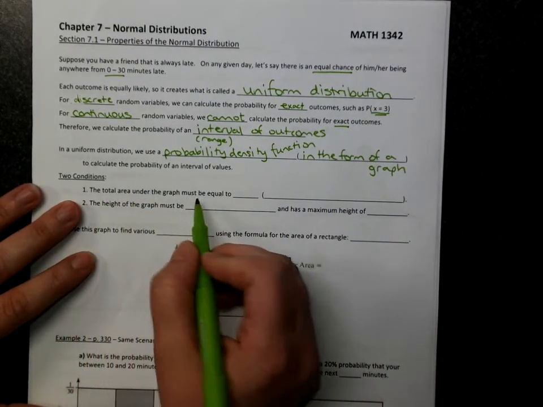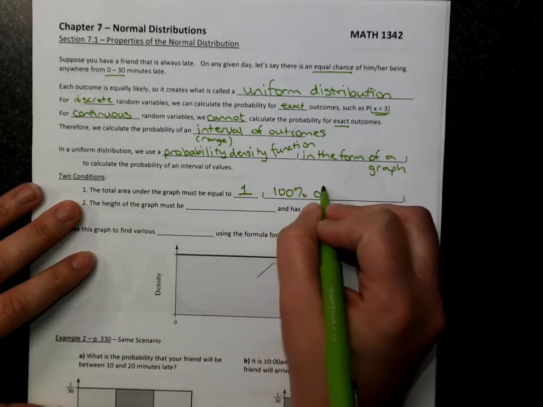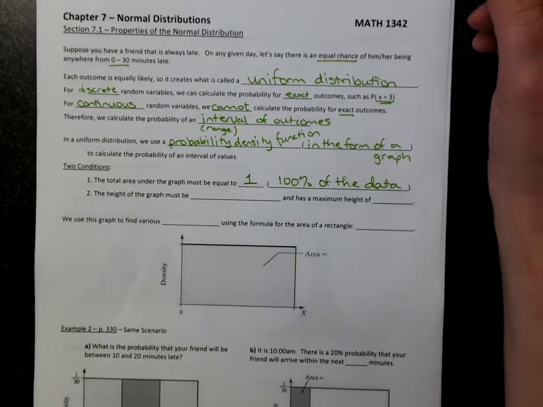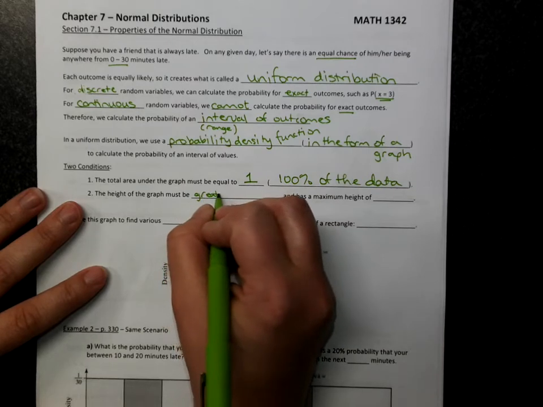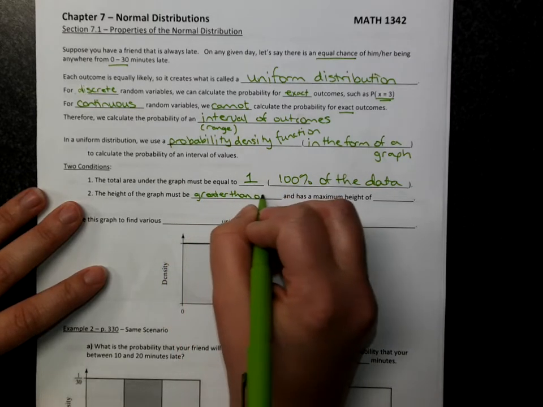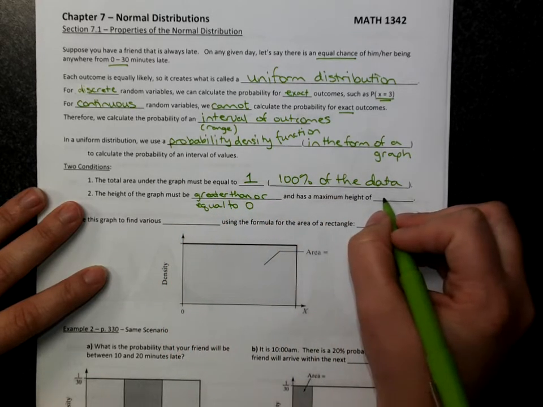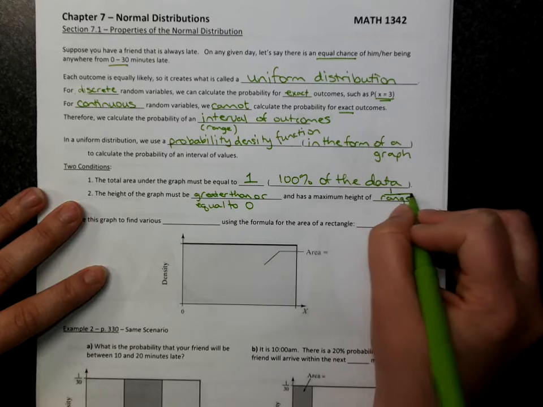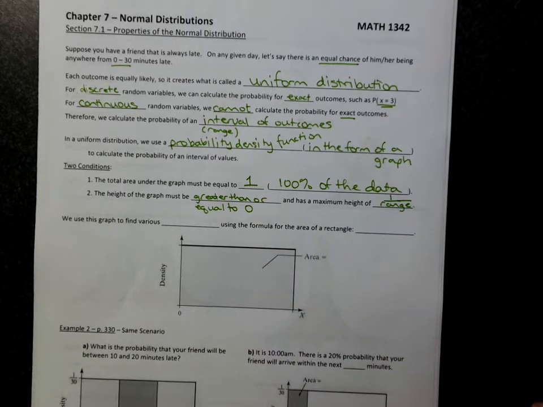The total area under the graph must be equal to 1. And again, it represents 100% of the data. Something we've been talking about for a while now. And the height of the graph must be greater than or equal to 0, and has a maximum height of 1 over the range. 1 over the range. And this range is referring to the range we studied back in Chapter 3. So Chapter 7 and Chapter 3 are very closely related. Chapter 7 is an extension of Chapter 3.